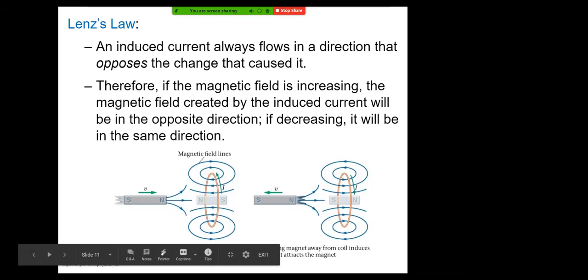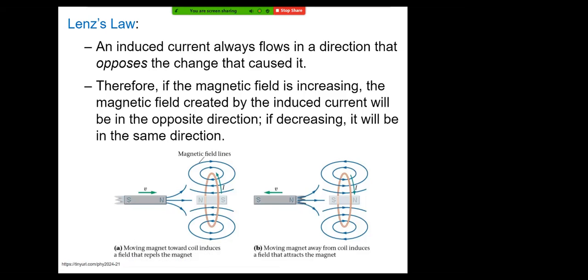All right. So in that sense, for Lenz's law, if the magnetic field is increasing inside this loop, then the magnetic field created by the induced current will be in the opposite direction. If it is decreasing, then it will be in the same direction. So just remember, if you have an increased magnetic field, the induced magnetic field will be opposite to that, and if the other way around, then it will be the same. That's basically Lenz's rule, and that's where the negative sign in the equation comes from.